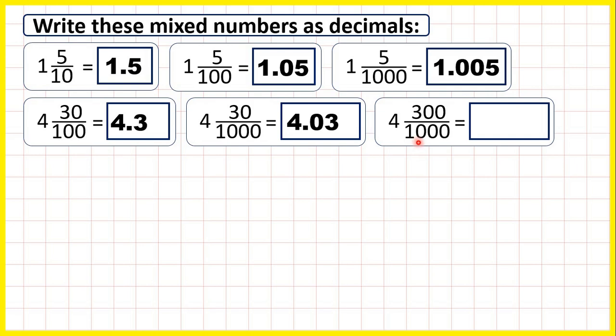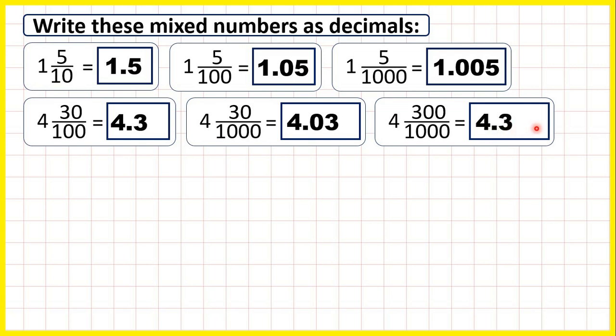The denominator of 1000 tells us that we can't go beyond the thousandths digit, so we can only have 3 digits after the decimal point. So that's 4.300. Because we can't go past the thousandths column, the 3 gets pushed all the way over into the tenths. But again, 4.300 can just be written as 4.3.